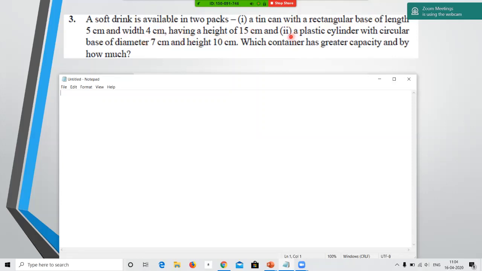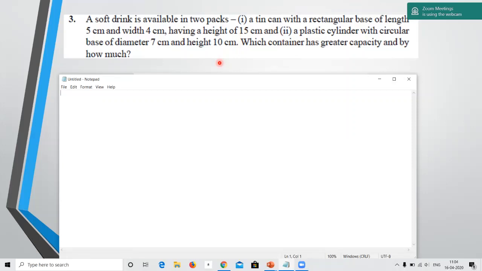And the second part, a plastic cylinder with circular base. So this is a cylinder. So a soft drink is available in 2 packs: one a cuboid pack and another a cylindrical pack. Which container has greater capacity? Do it. So basically you need to find the volume of both of them. What is the volume of a cuboid? LBH. Perfect.